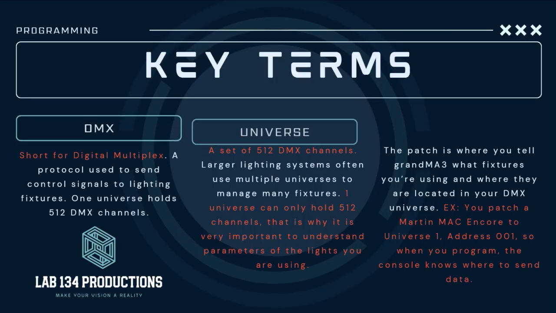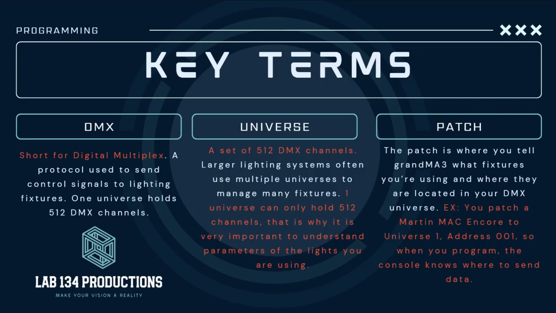DMX, which is short for digital multiplex, is a protocol used to send control signals to lighting fixtures. A universe is a set of 512 DMX channels. Larger lighting systems often use multiple universes to manage many fixtures. So, one universe can only hold 512 channels. That is why it is very important to understand the parameters of the lights you're using.